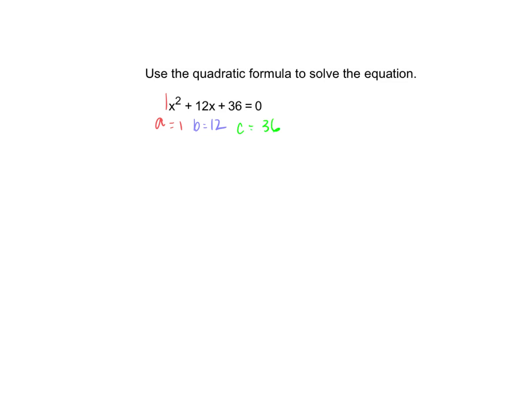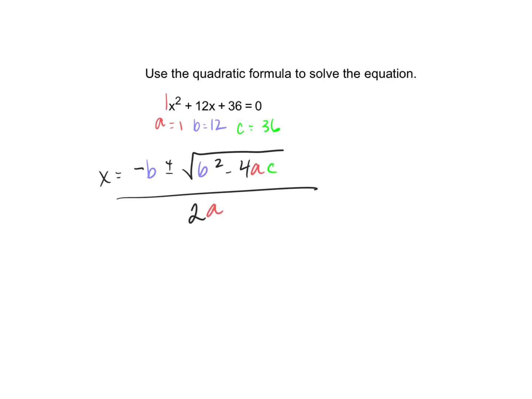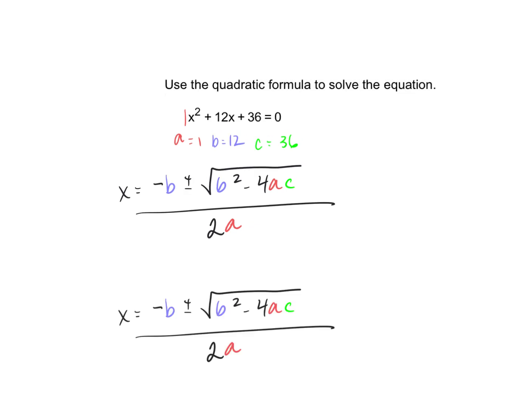So our quadratic formula is x equals negative b plus or minus the square root of b squared minus 4ac, all over 2a. So we are going to basically just copy that and we are going to erase all of those letters and put in their numbers.